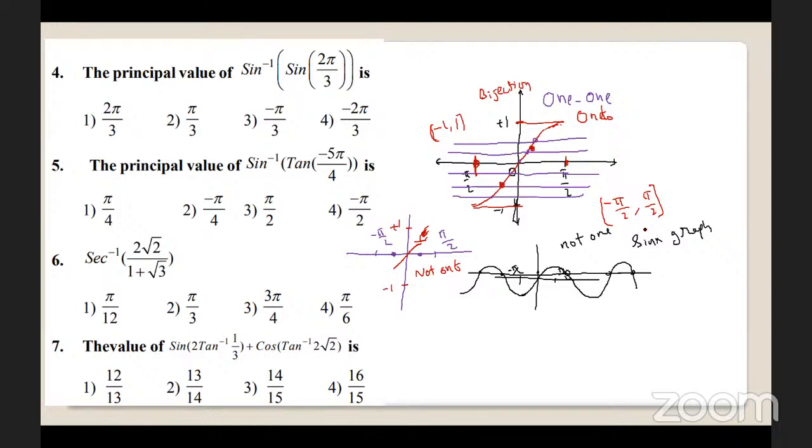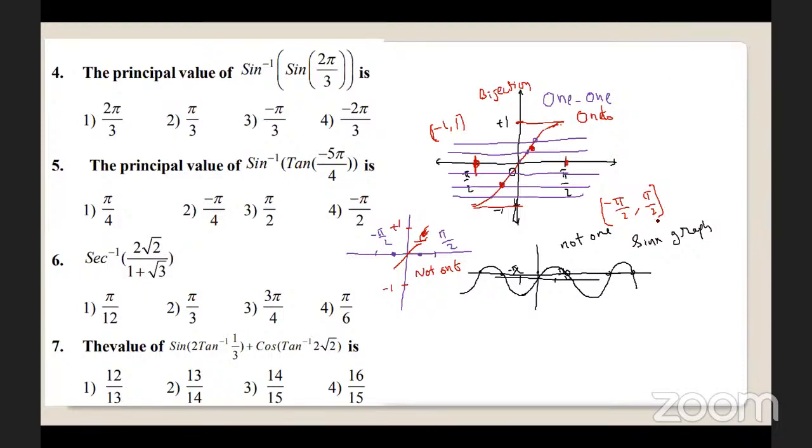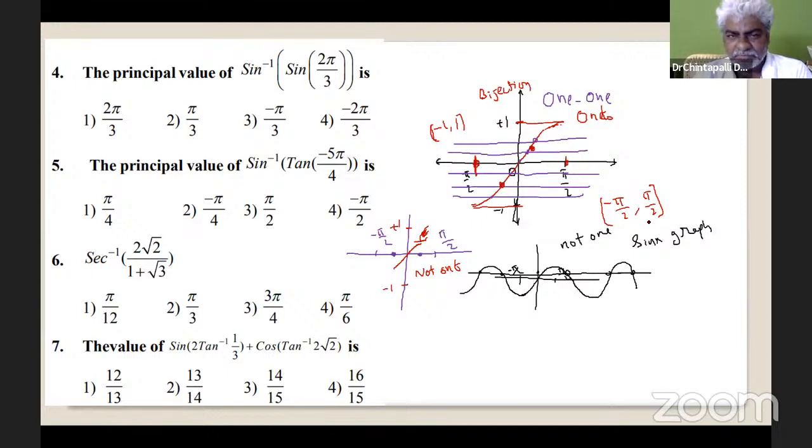Open negative pi by 2 to positive pi by 2, right? Yes, sir. The range of sin x is open negative pi by 2, positive pi by 2. Got it? Now tell me, is this value in the interval or not? In the domain or not? That means negative 90 degrees to positive 90 degrees.